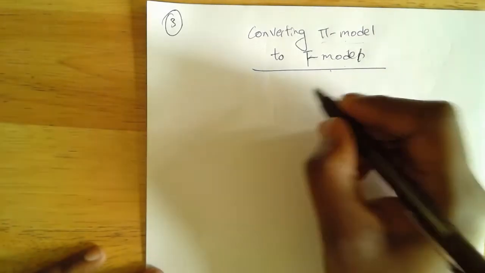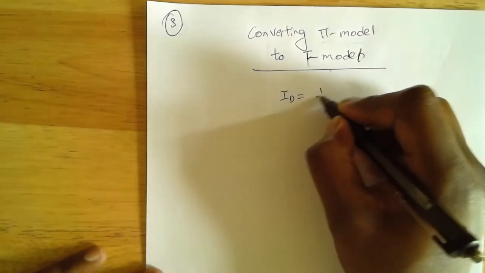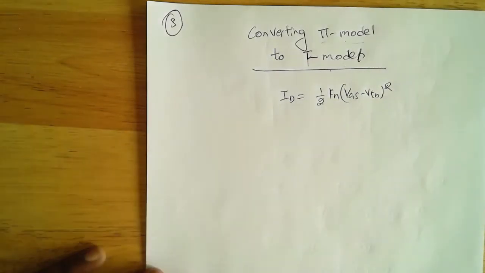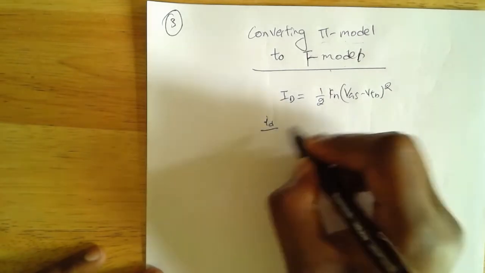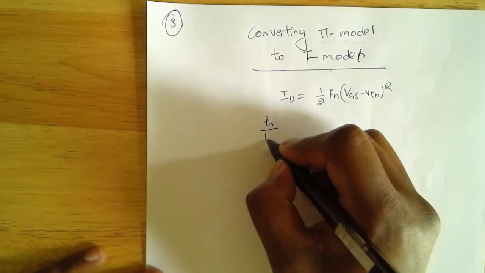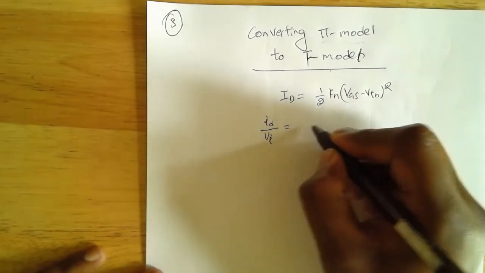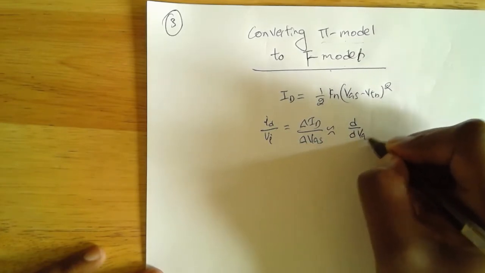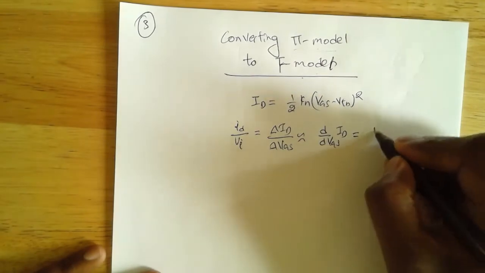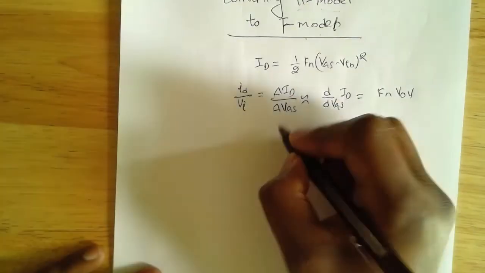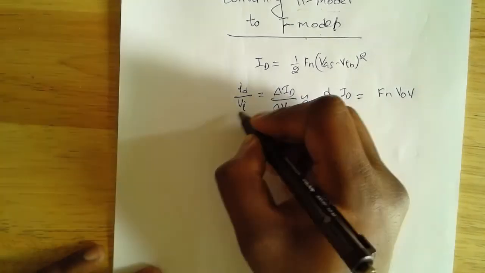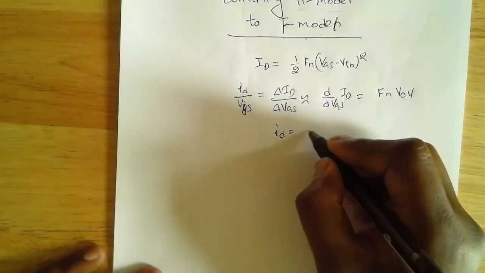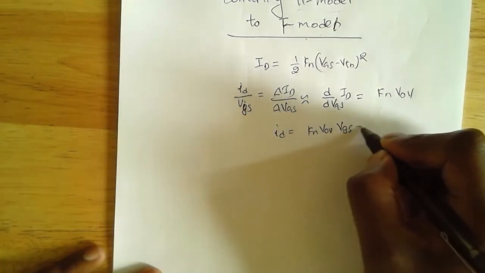So, in the previous video, we said that in saturation, ID is half Kn (VGS minus VTN) whole squared. And we are always concerned only with saturation for amplifiers. We said small changes in the current divided by small changes in the input voltage, which is delta ID divided by delta VGS, we can approximate by the derivative of the current ID, which will be equal to Kn VOV. Then ID, let me call this VGS just to consider the case when the source is actually not ground, will be Kn VOV times VGS, and this will be equal to GM VGS.